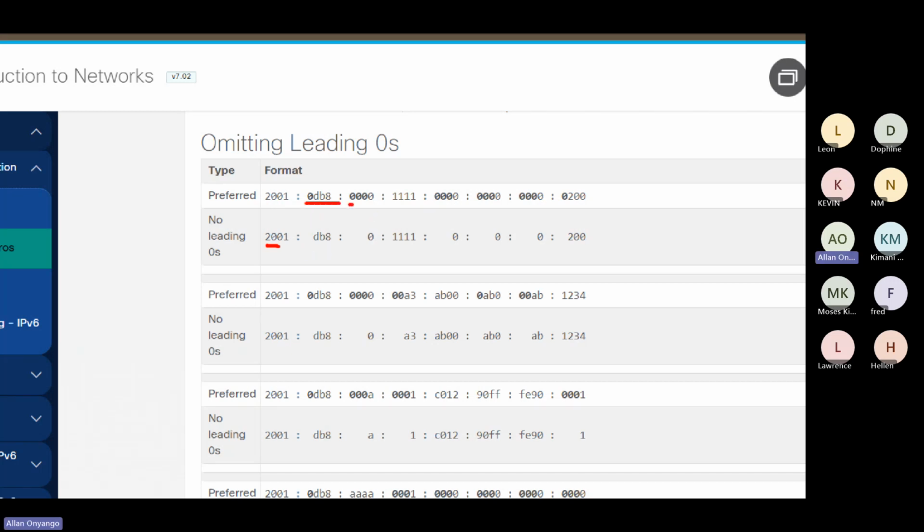Our question is here. When there are four zeros, 0000, omit the first three and leave only the last one. So remove the first three here and leave the last one. That's why we only have one zero. When all of them are 1111, they remain.